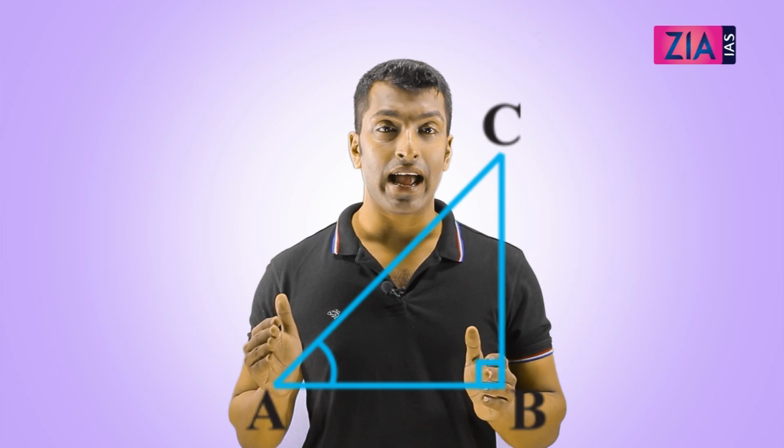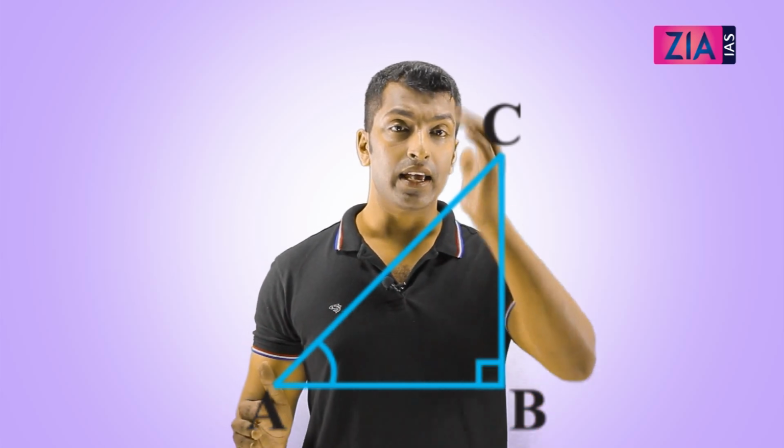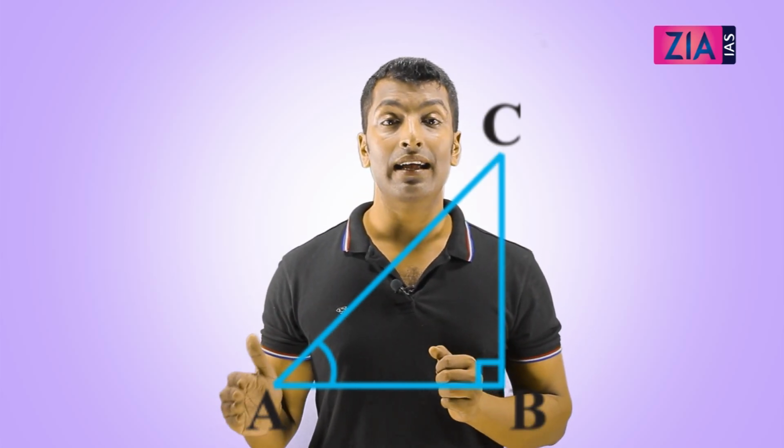Now we need to look at sine 90, cos 90, etc. Again let's consider the same triangle ABC. Now we want to make this angle A 90 degree.